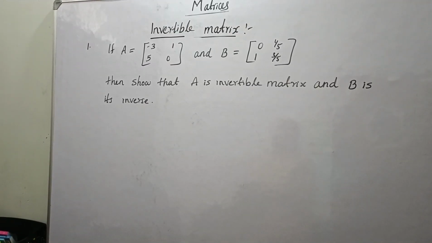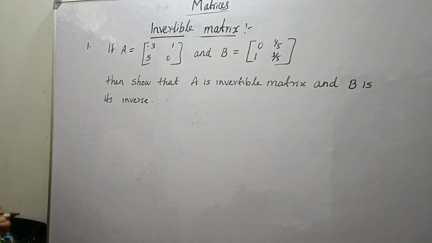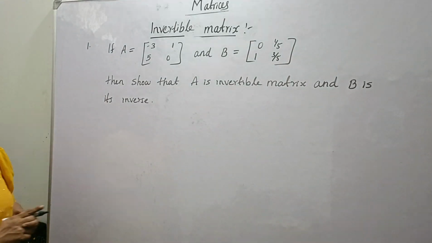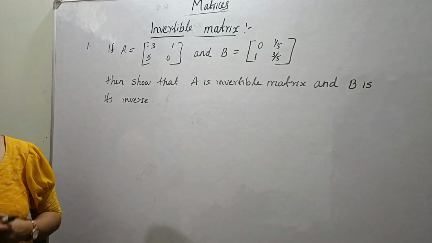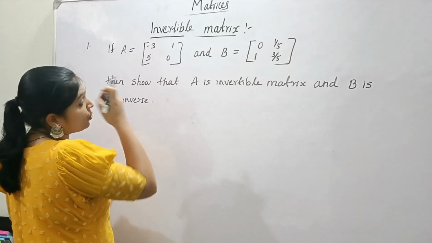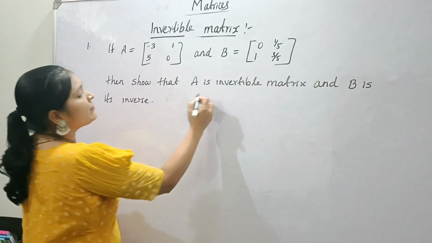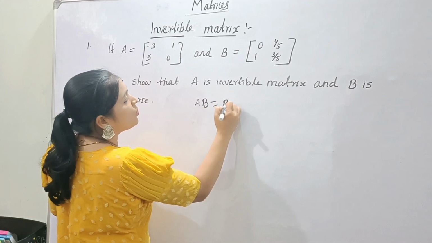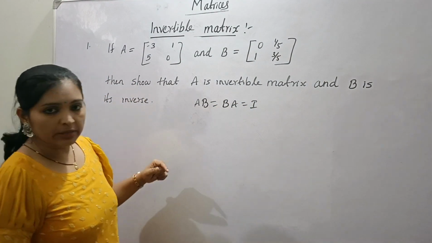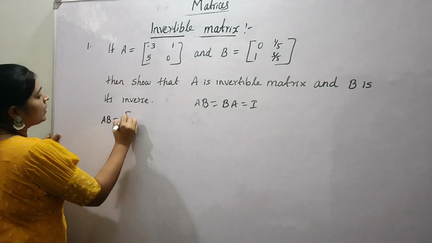Look at an example. If A is equal to the square matrix [-3, 1; 5, 0] and B is equal to the square matrix [0, 1/5; 1, 3/5], then show that A is an invertible matrix and B is its inverse. So here we have to prove A is an invertible matrix and B is its inverse. We have to show AB is equal to BA is equal to I, from the definition of an invertible matrix. Okay, so let us find A into B.